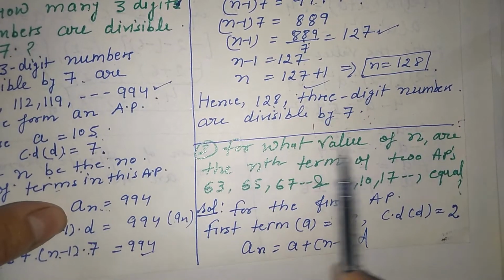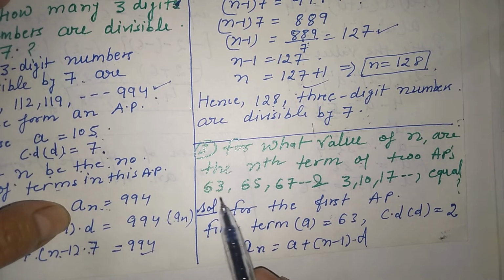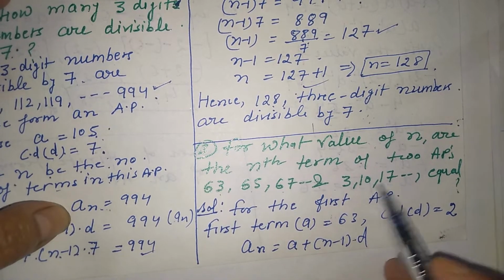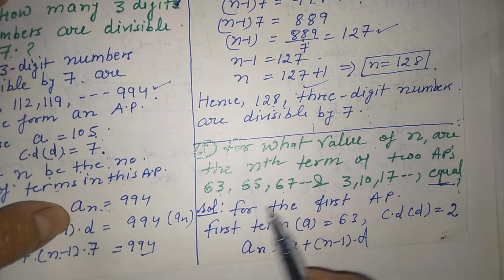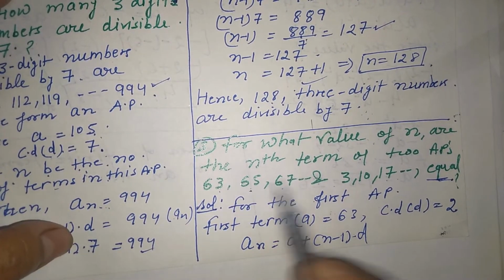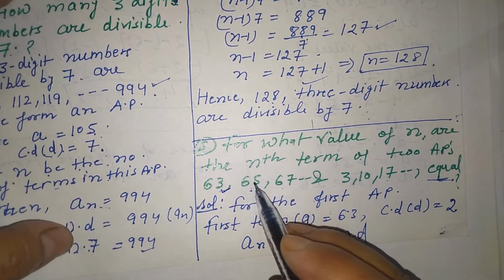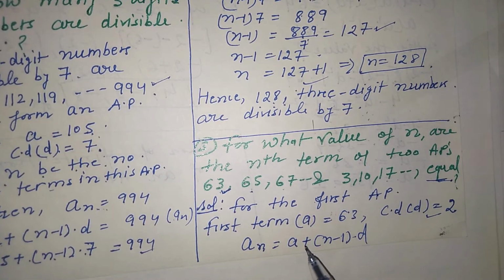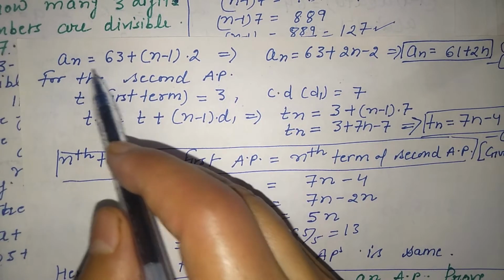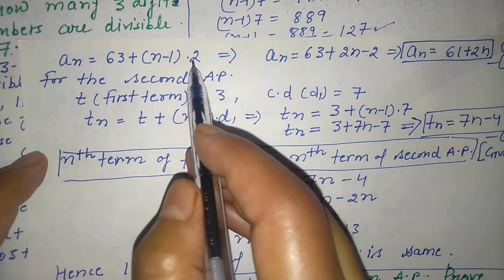Now next is: for what value of n are the nth terms of two APs, 63, 65, 67, and the second AP 3, 10, 17, equal? So first we will select the first AP. The first term a is 63 here. The common difference is 65 minus 63, that is 2. We know the formula an is equal to a plus n minus 1 into d. So the next is here an is equal to 63 plus n minus 1 into d, that is 2.